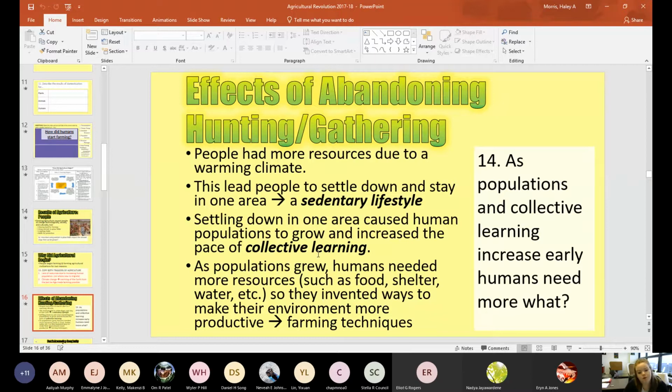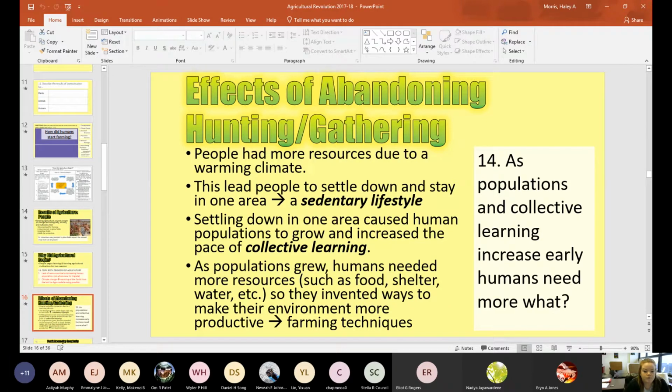As populations grew, humans needed more resources such as food, shelter, and water. So they invented ways to make their environment more productive. This is what we refer to as the farming techniques, the inventions that they made to make their environment more productive. So as the populations grew, they needed more resources, and that's why they had to come up with those farming techniques.